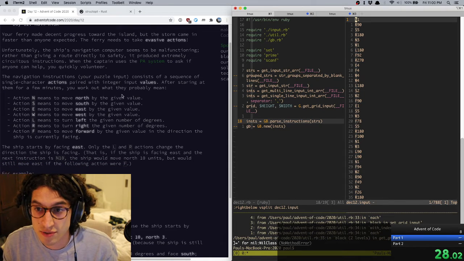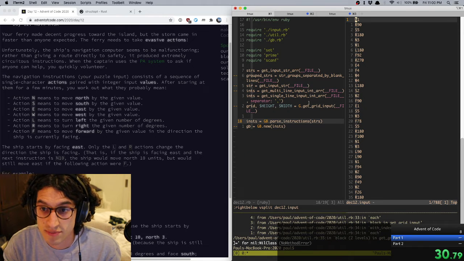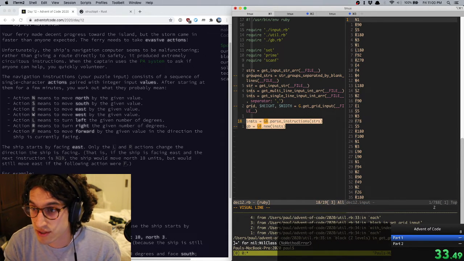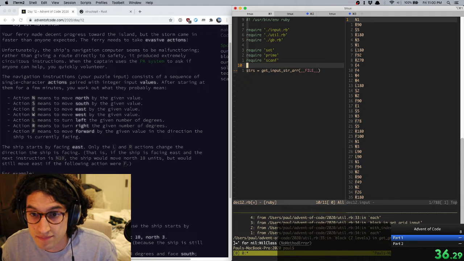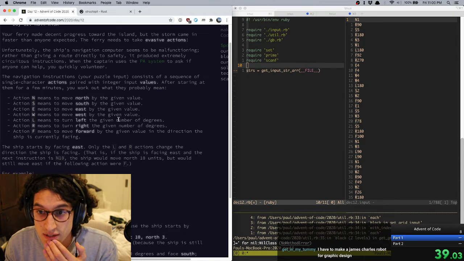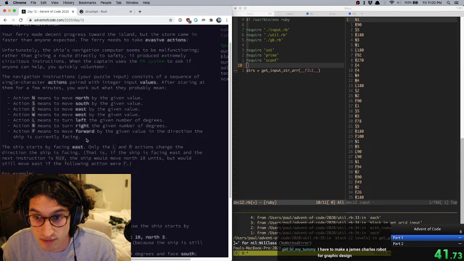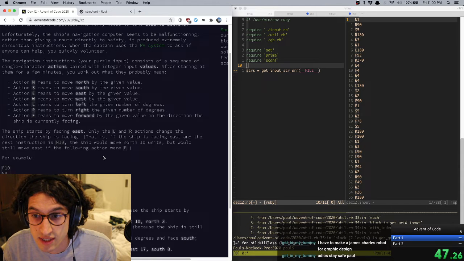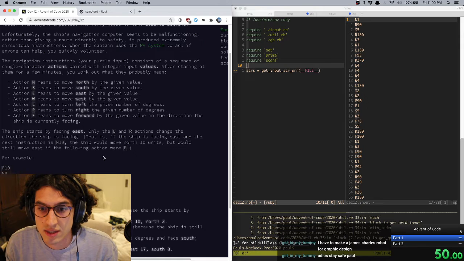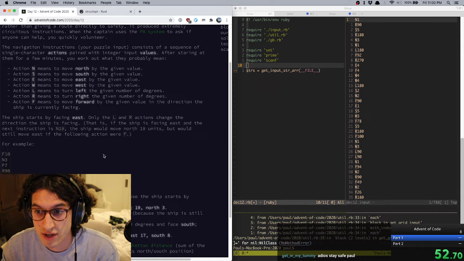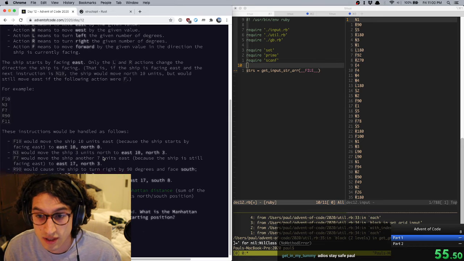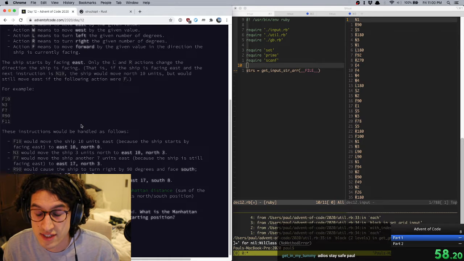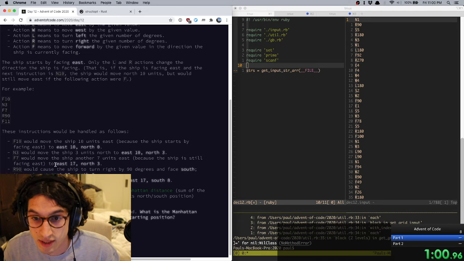Okay, navigation instructions. Your puzzle input consists of a sequence of single character actions paired with integer values. So we're just using strings here. After staring at them for a few minutes, you work out what they mean: north, south, east, west, left, right, forward. The ship starts by facing east. Only the L and R actions change the direction the ship is facing. Starts facing east, that way. East 10, north, and the ship's Manhattan distance.